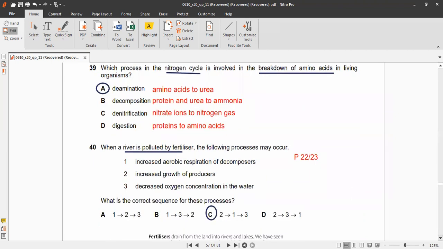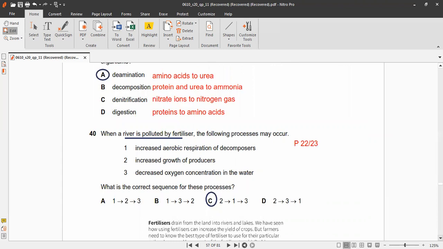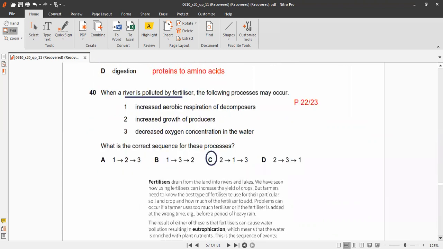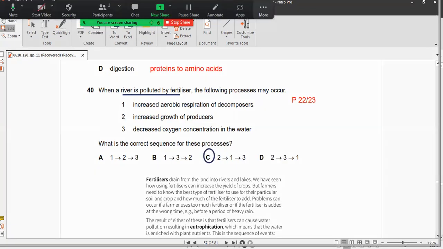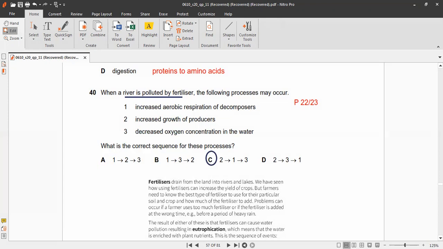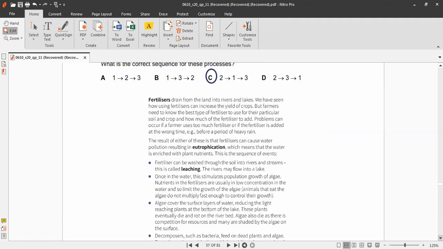When a river is polluted by fertilizer, the following processes may occur: increased aerobic respiration of decomposers, increased growth of producers, decreased oxygen concentration in the water. What is the correct sequence for these processes? Yes, increased growth of producers, then increased aerobic respiration of decomposers, then decreased oxygen concentration in the water.